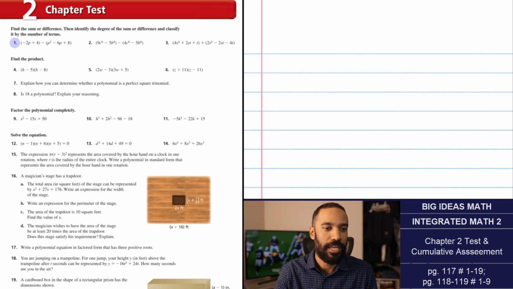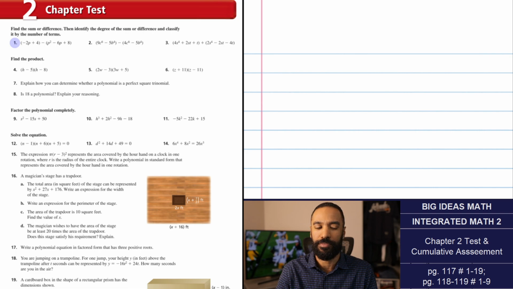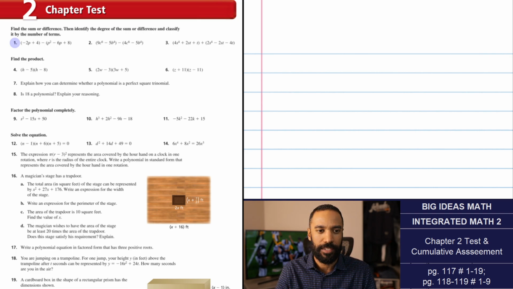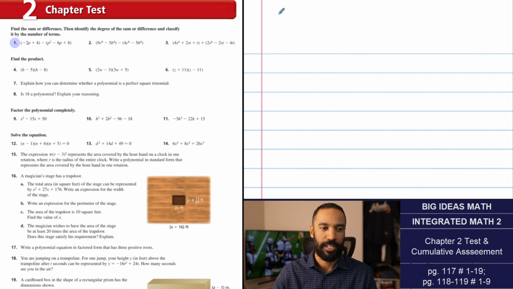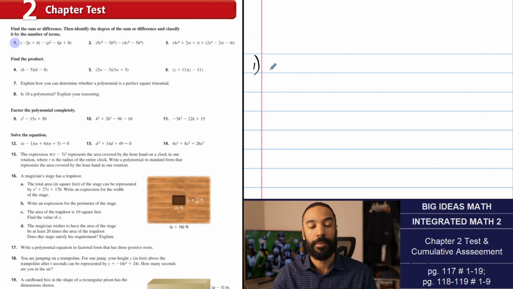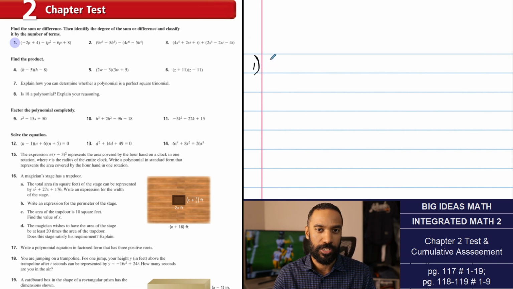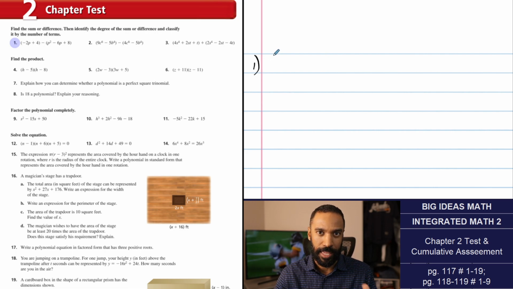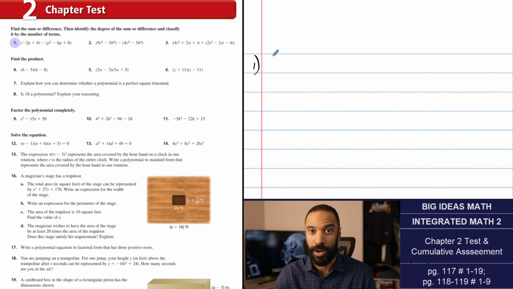We have question numbers 1, 2, and 3, where we find the sum or difference, then identify the degree of the sum or difference and classify it by the number of terms. Now, this would have come out of section 2.1, where we do adding and subtracting polynomials and naming them and all this stuff, literally the thing that they're asking you to do. So these are from section 2.1.